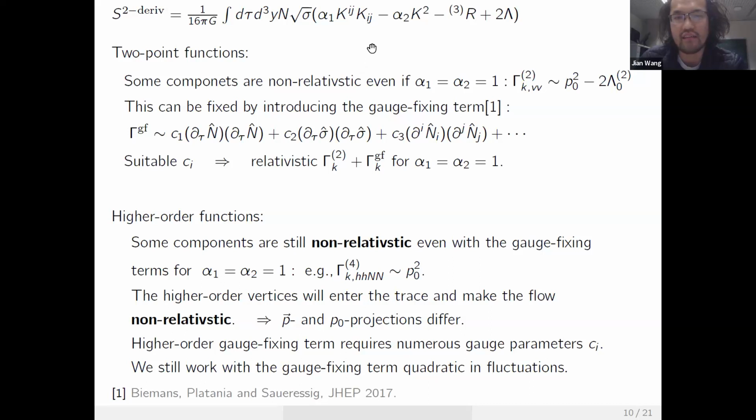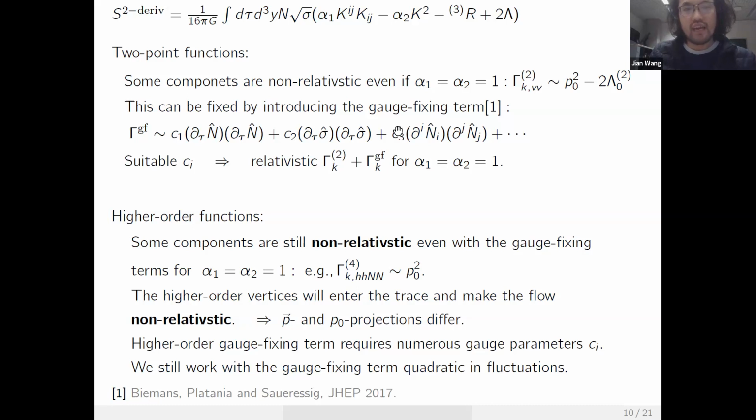First, we notice that even if we set alpha 1 and alpha 2 to be 1, some components of the 2-point function are still non-relativistic. For example, if we do the computation for the vector modes in the Euclidean decomposition, we find that this component of the 2-point function only depends on the spatial momentum. That means this mode doesn't propagate. So it's quite a problem.